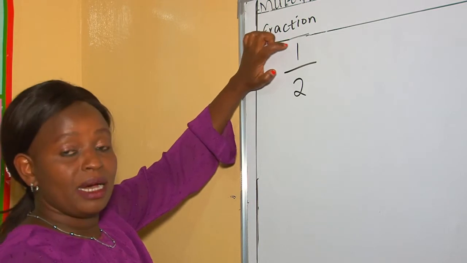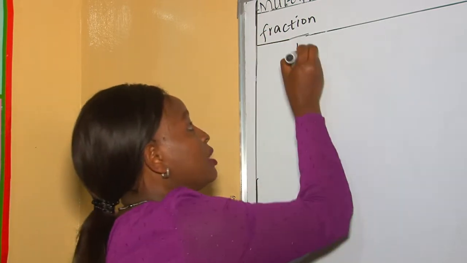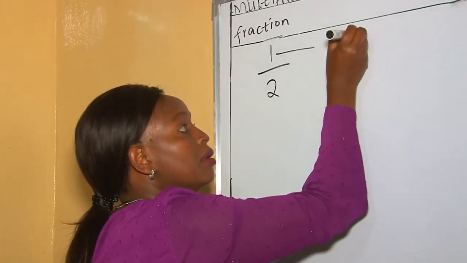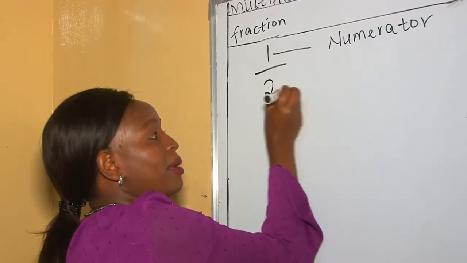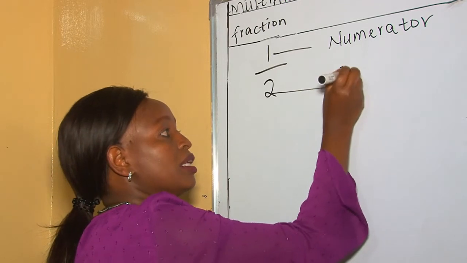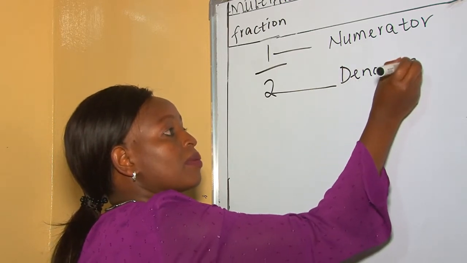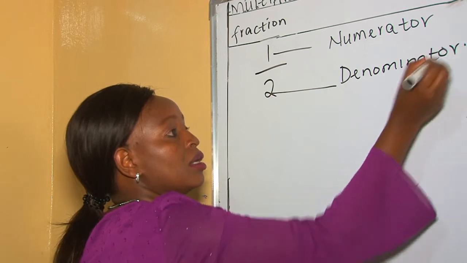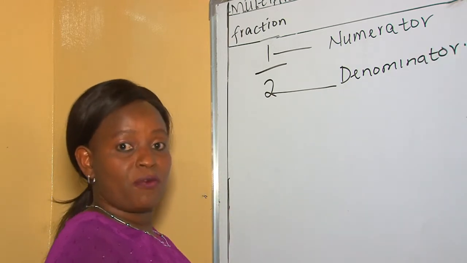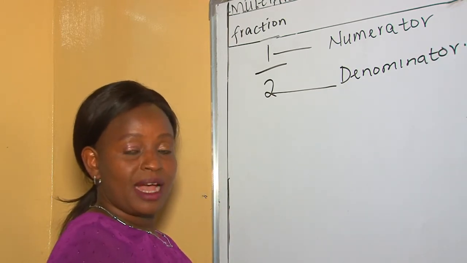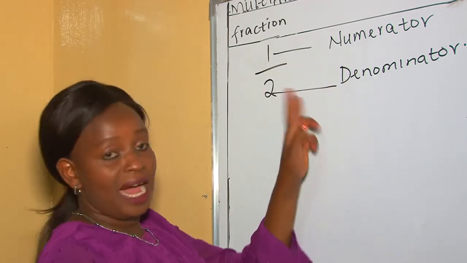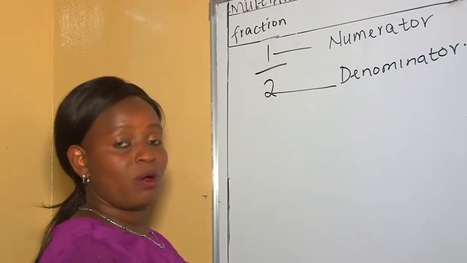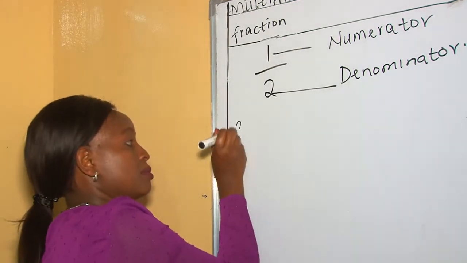The upper number is called the numerator, and the lower number here is called the denominator. Therefore, if you are given fractions to multiply, how do you go about it? We'll be mentioning numerator and denominator often. So let's start solving our examples.